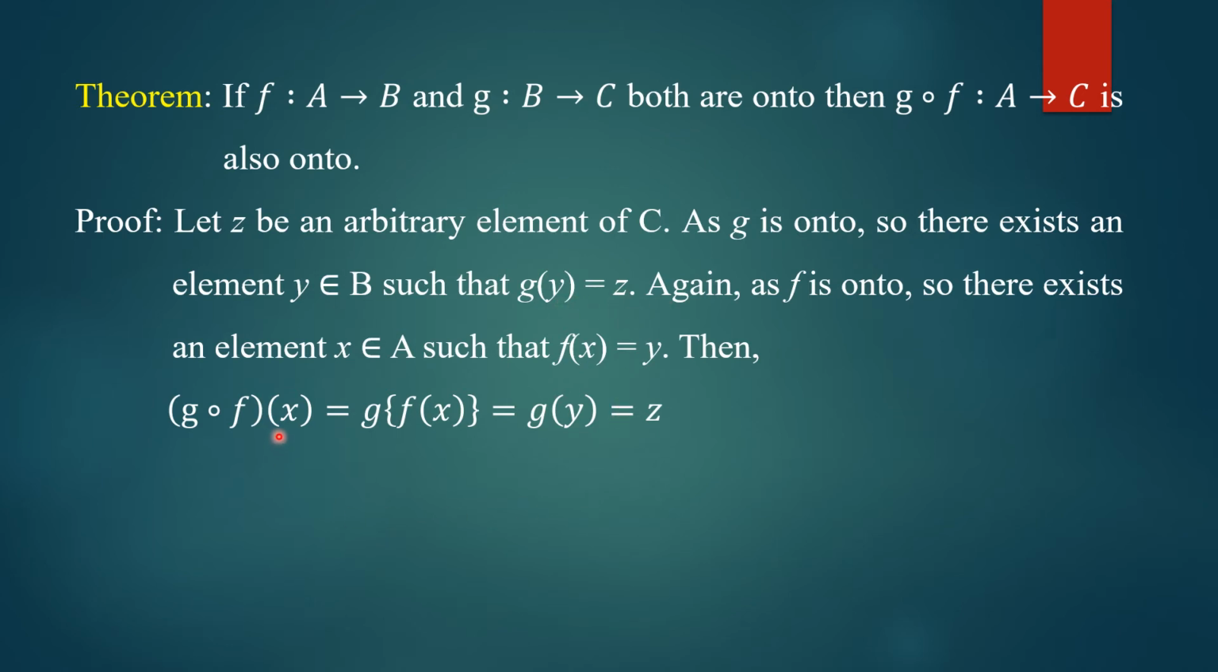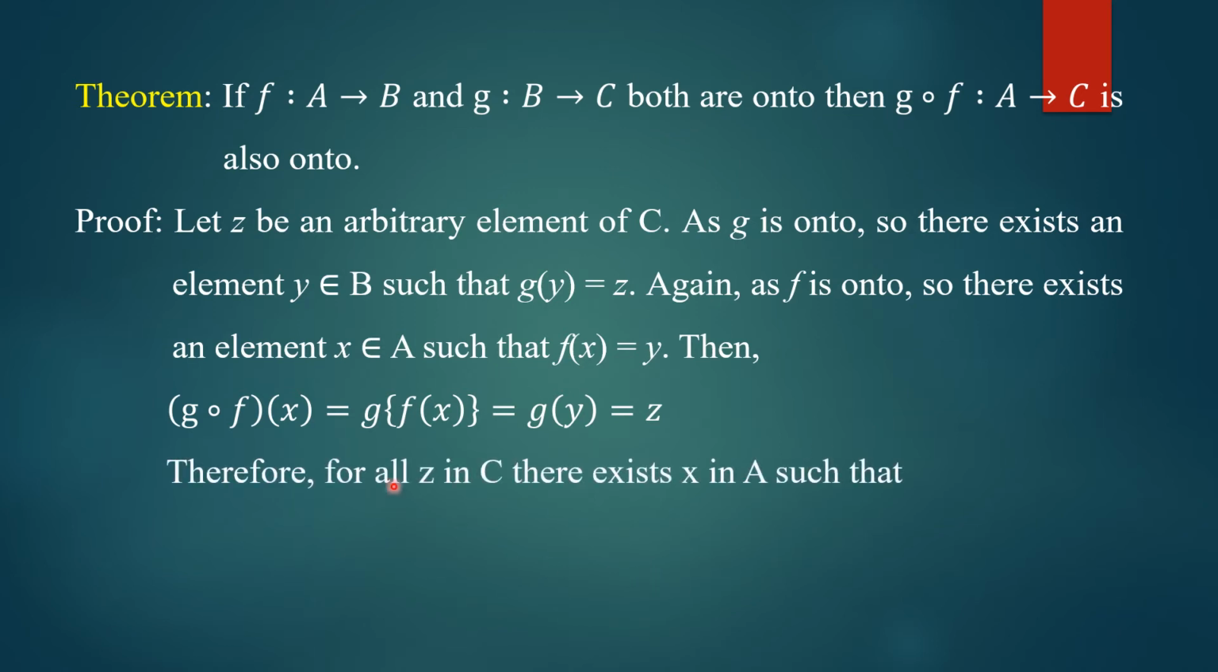So ultimately there is a relation between x and z under the function g o f, and this shows that the function is an onto function. You see, therefore for all z in C there exists x in A such that g o f of x is equal to z, and so this function is an onto function. So g o f is onto. This completes the proof of the theorem.